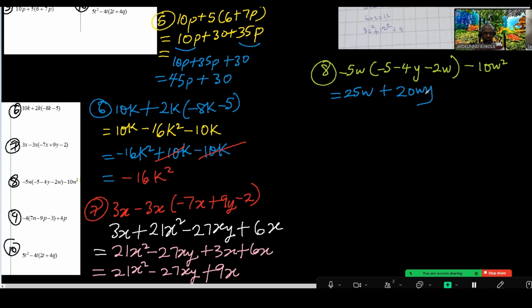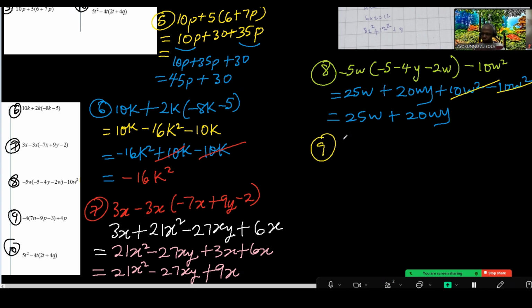That is why, like when I asked you why did you not bring down that t in question 1. So then 5 times 2 is 10, then w times w is w squared. Then we have a negative 10w squared outside already. So we have 25w plus 20wy. Then 10w squared minus 10w squared gives us 0. When you subtract the same thing, you get 0. So the final answer is this.